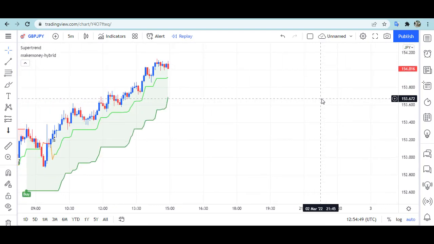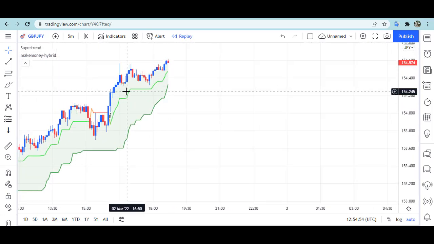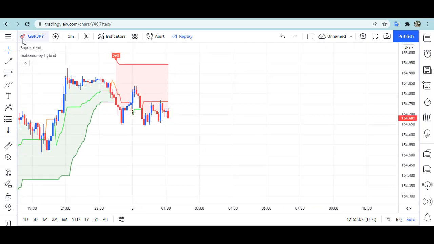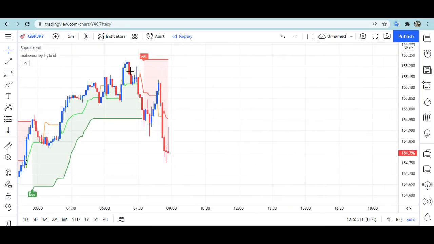For these strategies, we need the Supertrend indicator and Makemoney-hybrid indicator. You can check the setting in the descriptions below. This is the GBP-JPY pair and 5-minute time frame.